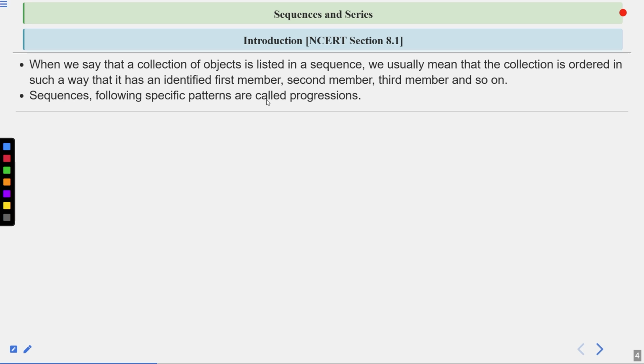So sequences following a specific pattern are called progressions. Clear? I hope that now you have some idea about sequences. Sequences are nothing but simply a list in which you have identified members. You can easily identify the position of your members.